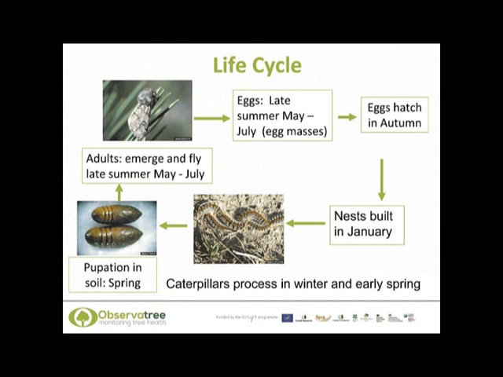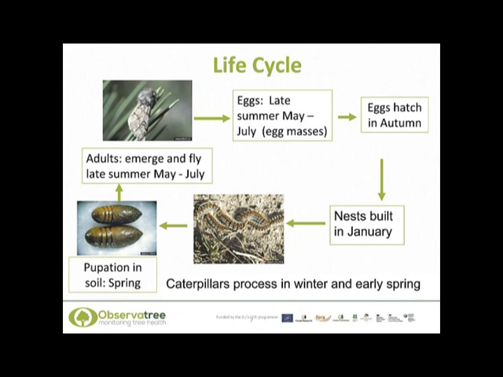This slide shows the life cycle of the pine processionary moth. So the adults emerge and fly in the summer months. The adult moths live for only about 1 day in the summer, and during this time they mate and lay eggs as egg masses in pine trees.